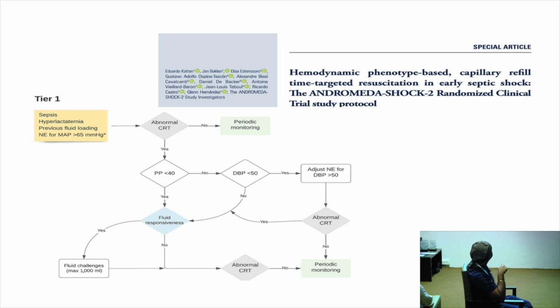What they have done is, in a septic shock, they have checked the CRT. If the CRT is abnormal, they have checked the pulse pressure. If the pulse pressure is less than 40, then they check the fluid responsiveness. How do you check the fluid responsiveness? Again, the dynamic indices, they have checked the passive leg raising test and determine the fluid response. Suppose the pulse pressure is more than 40, they have checked the diastolic pressure. If the diastolic pressure is less than 50, indicates profound vasoplegia, they have started norepinephrine. They have not gone on with the fluids. So this is what they have done. They have targeted the CRT, pulse pressure, diastolic pressure, and dynamic indices for PLR. This you can implement in your practice as well.